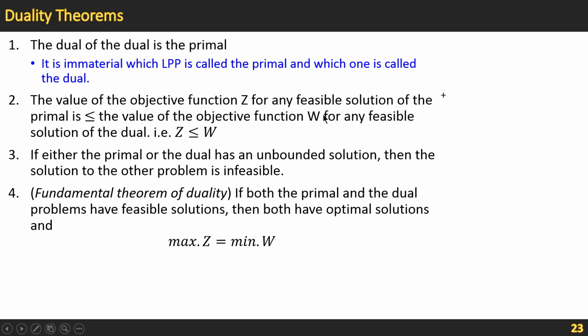Okay. The value of the objective function z is always less than or equal to the value of the objective function w. Remember, z is always less than or equal to w. If the primal or dual has an unbounded solution, then the solution to the other problem is infeasible. So if the primal solution is unbounded, then the dual solution will be infeasible. If the dual has an unbounded solution, then the primal will have an infeasible solution. Okay. Fundamental theorem of duality, I have told you: maximum of z will be equal to minimum of w, and minimum of z is equal to maximum of w.